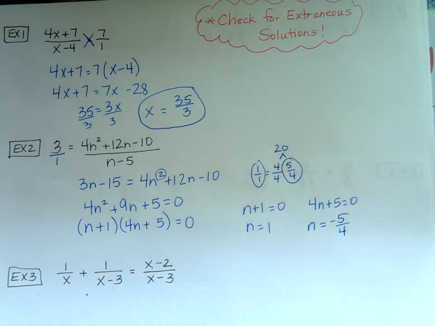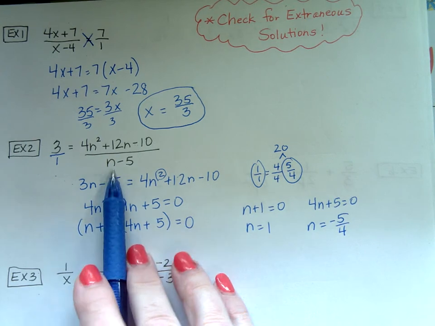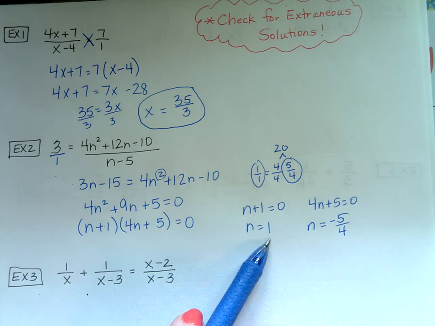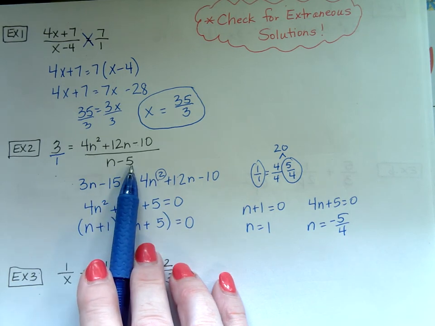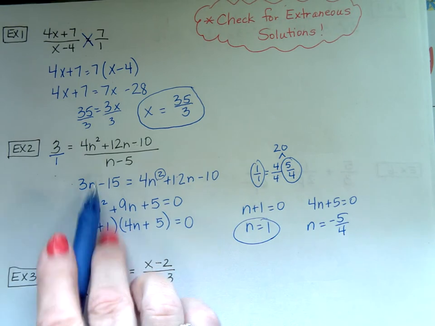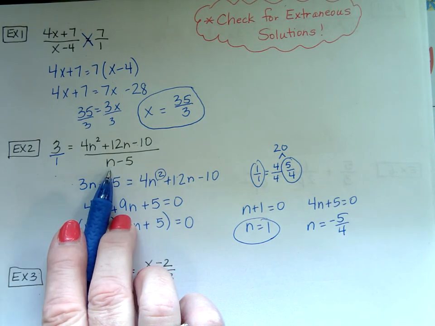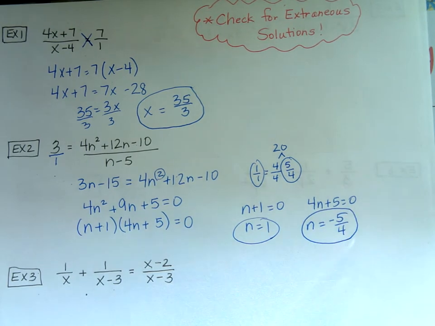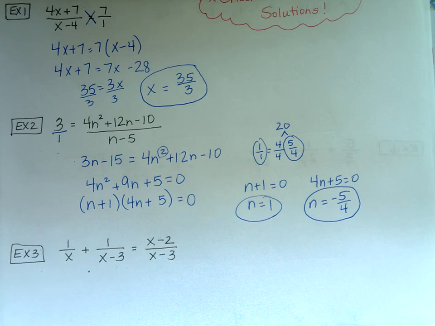All right, let's check them. If I go back to my denominator, this one's just 1, so I don't have a variable. This guy, if I put a 1 in here, 1 minus 5 is negative 4. That's fine. That works. If I put a negative 5/4 in here, that's negative 1 and 1/4. That's not going to give me a 0 denominator either. So both of these answers are valid answers. They're both good. So single fraction, cross multiply, and solve it out.